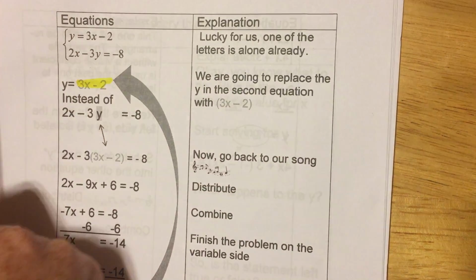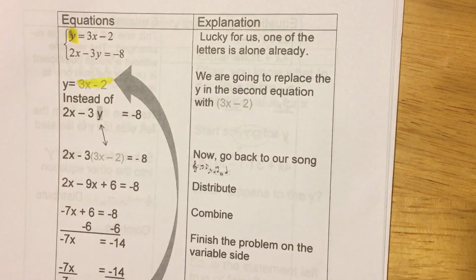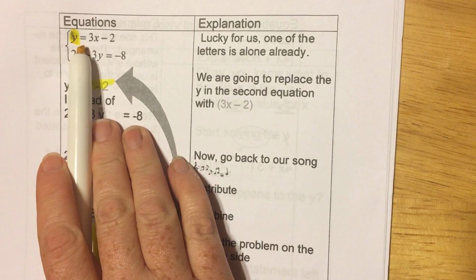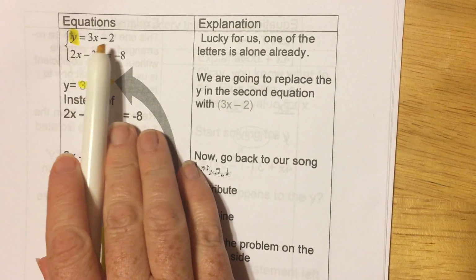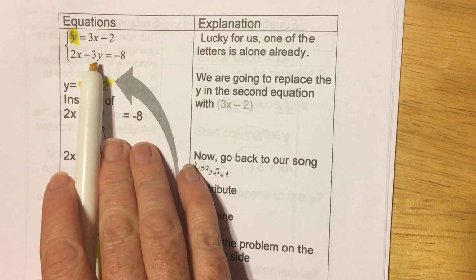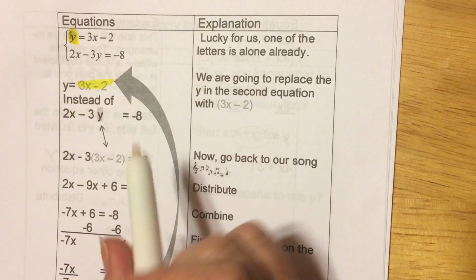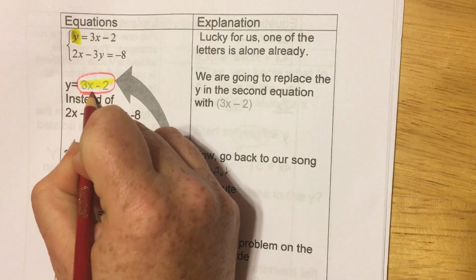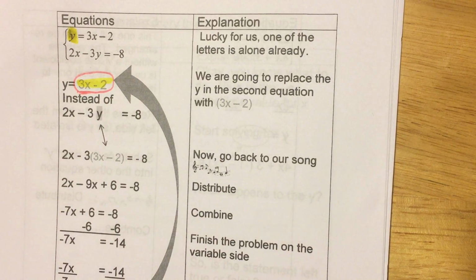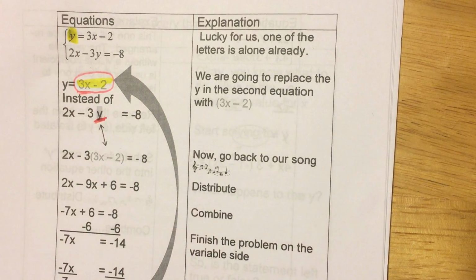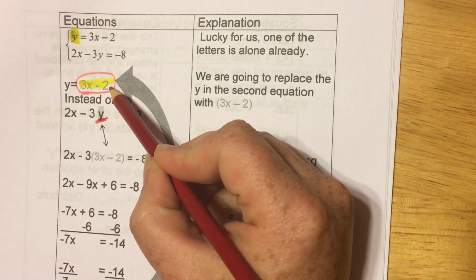There's one where one of the letters in the two equations, in this case the y, is isolated. It's the only thing on one of the sides of the equal sign. So y is equal to 3x minus 2 in this case. I look at the second equation and it has an x and a y on the left side, so nothing's isolated. So what I do is I take that information, y equals 3x minus 2, and everywhere I see y in the second equation, I'm going to replace it with this 3x minus 2.